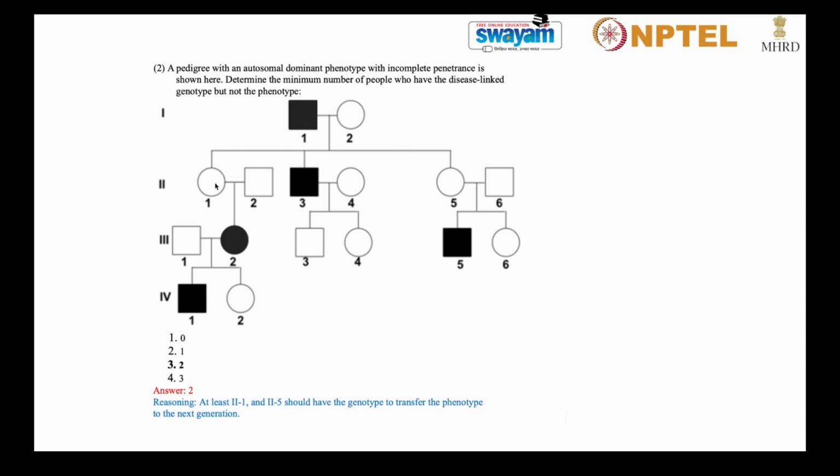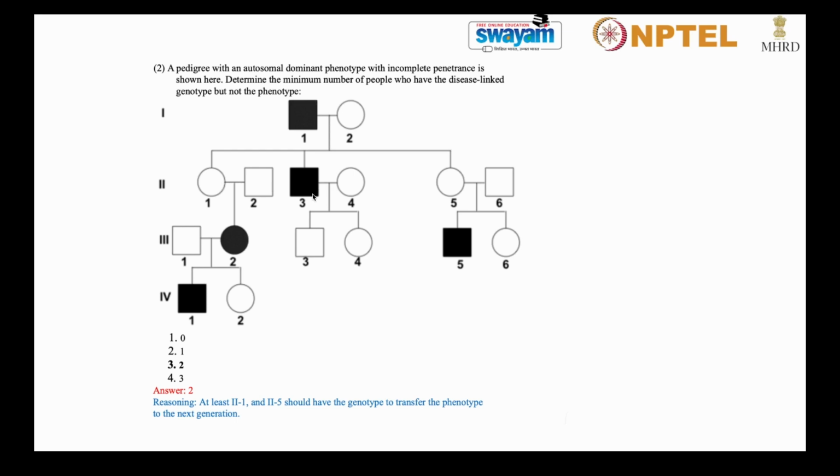It says that 2 of its daughters were normal and 1 of the sons was affected, which means that if it had both dominant alleles, all the progeny should be affected. But since we see 2 unaffected daughters, its genotype should be capital A, small a. One dominant allele and one recessive allele must be present in this. So now let's see generation 2.